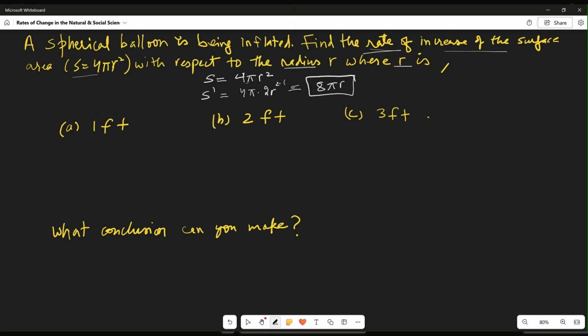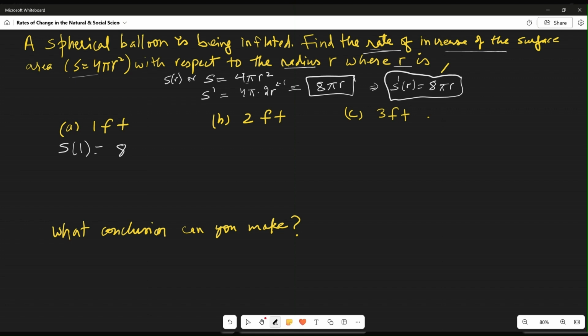So we have s of r, or you can write this as s prime of r. At 1 foot, we are asked to find the rate of increase of the surface area with respect to the radius. So let's see the surface area for this spherical balloon when the radius is 1.